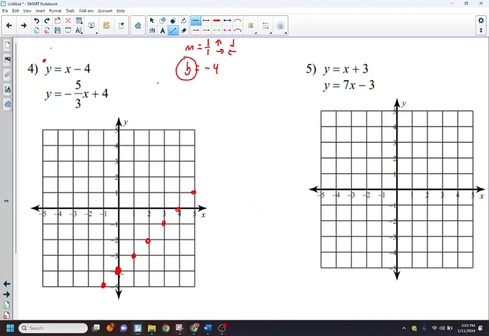Right is down, so let me go the other way. Up and right, up and right, and down and left. You do both ways. No, but you start at -4.